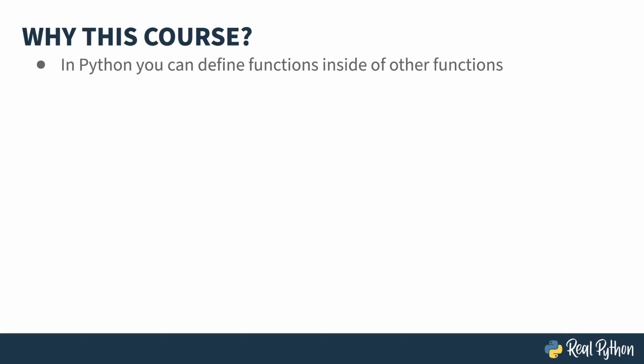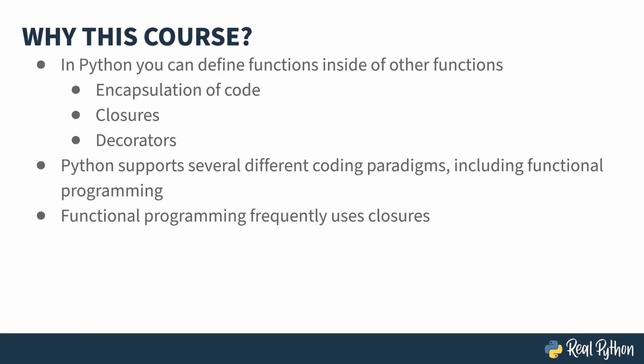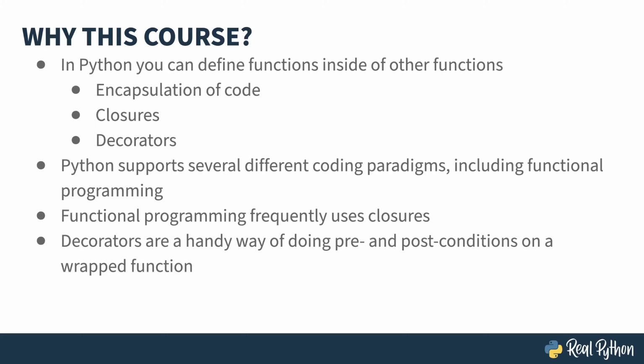Python supports the definition of functions inside of other functions. This allows you to do code encapsulation, closures, and decorators. One of Python's features is its support for functional programming. Functional programming is an alternate approach to structuring your code where everything is made up of functions, even the object-like things. Functional programming's answer to objects are closures, functions with some state associated with them. Closures allow the creation of decorators, which are a handy way of doing pre- and post-conditions on a wrapped function. All these things require inner functions.